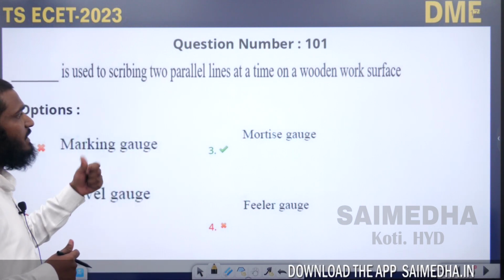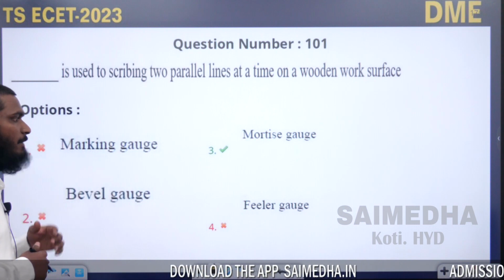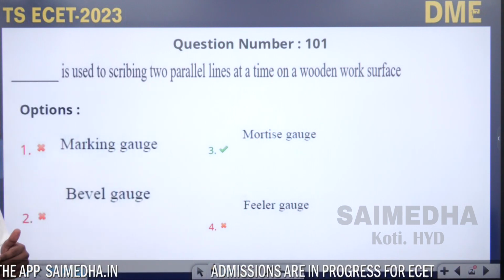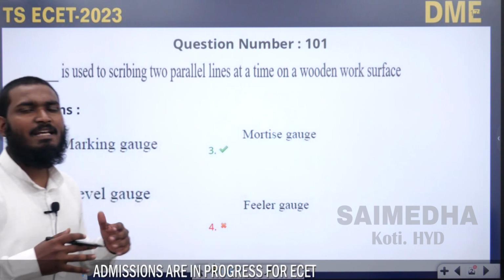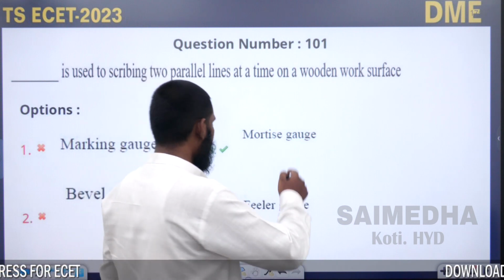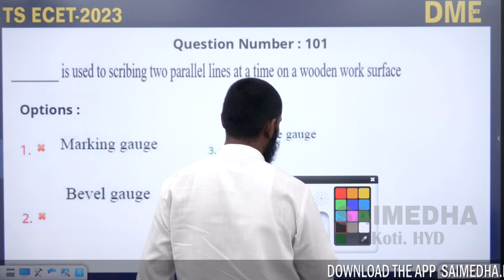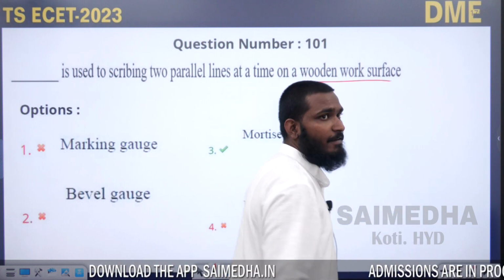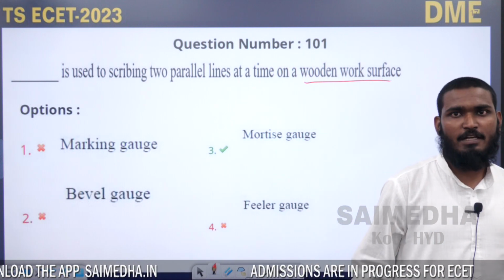The options are marking gauge, mortise gauge, bevel gauge, feeler gauge. Whenever we are discussing this part, many times we are using tools. What are the tools we are using in carpentry? Because what is given over here is a wooden work surface.